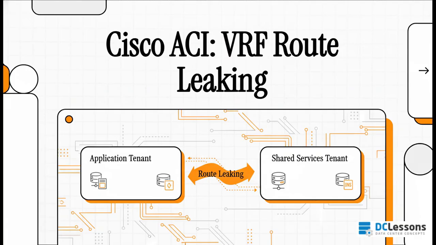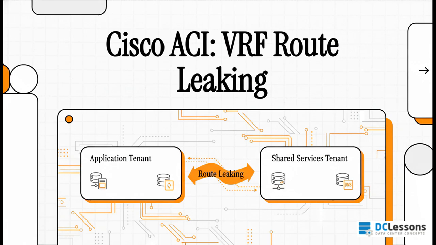All right, so in Cisco ACI, we love using VRFs, right? They're like these perfect, secure walls we build around our apps. But what happens when you need to poke a tiny, very specific, super secure hole in that wall?